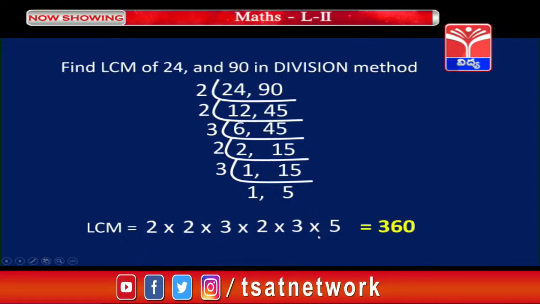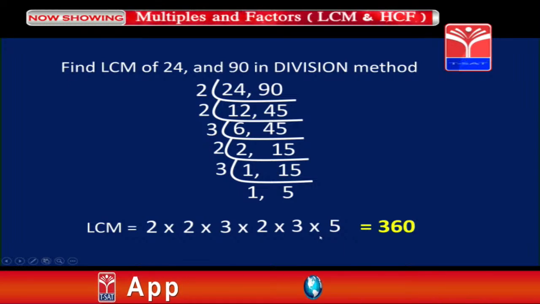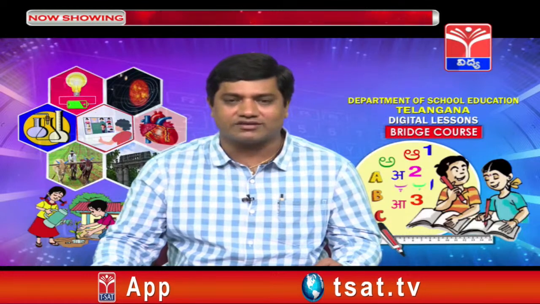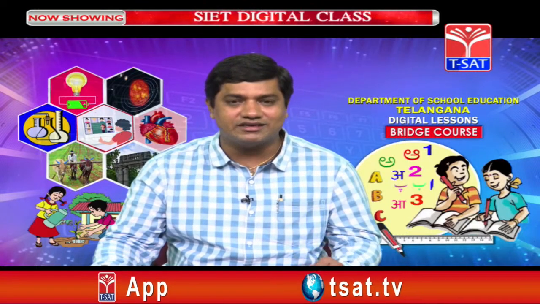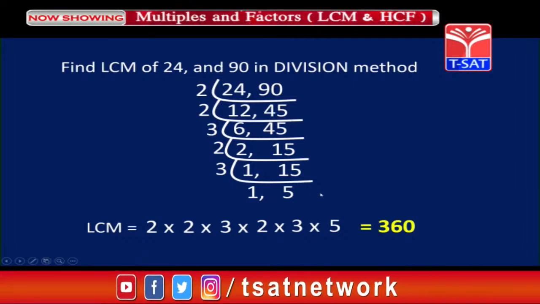While multiplying, we need to find whether any tens are there, then it becomes easy to get the product. Now the LCM in the division method of 24 and 90 is 360. This is called the division method. Let us look into another example.